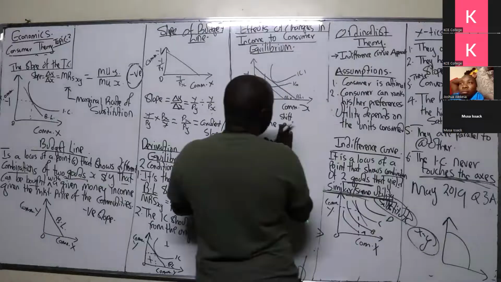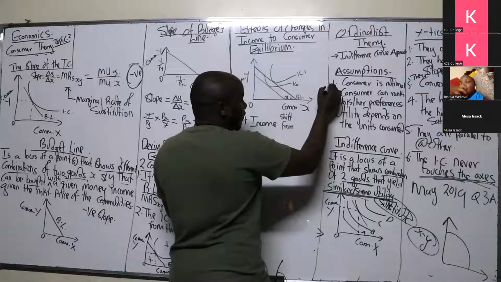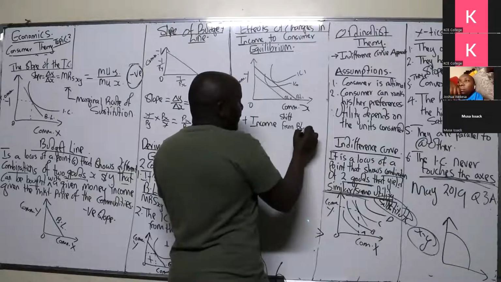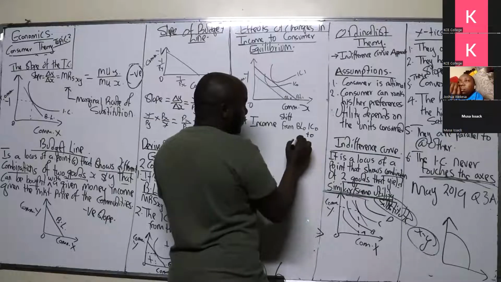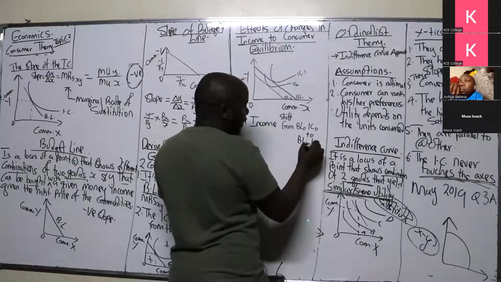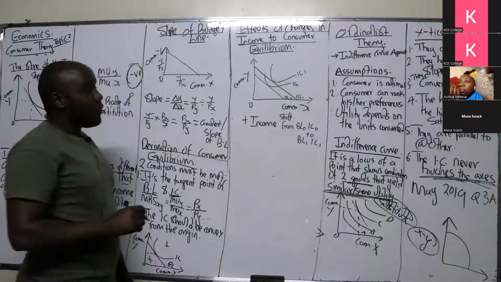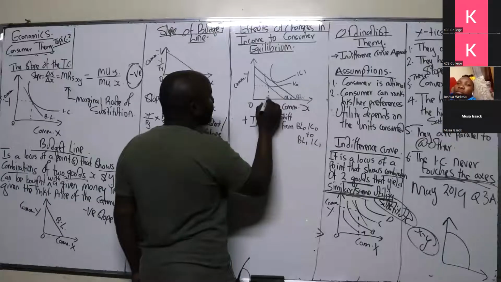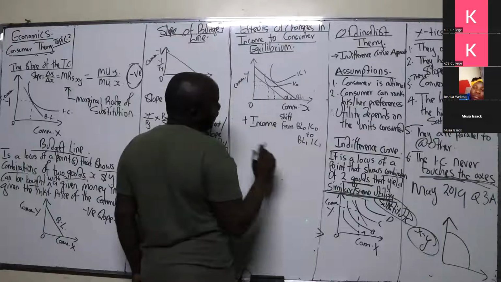So there shall be a shift from BR0 IC0 to BR1 IC1, whereby we shall have a new equilibrium point, with a new equilibrium price.